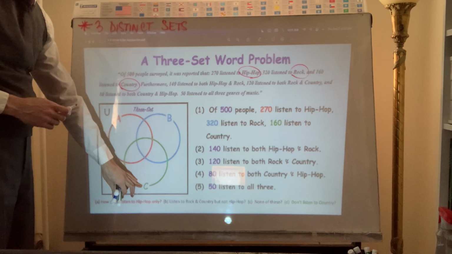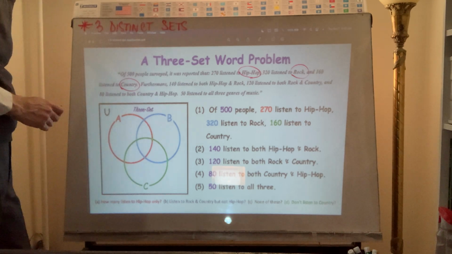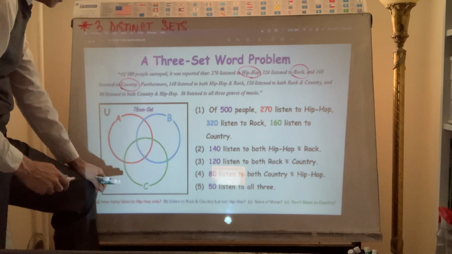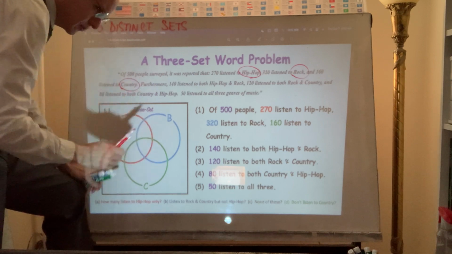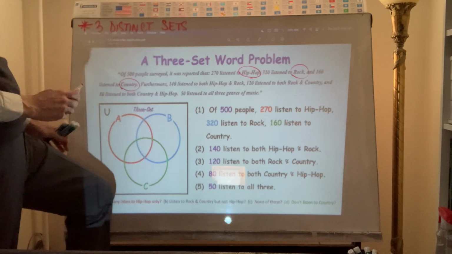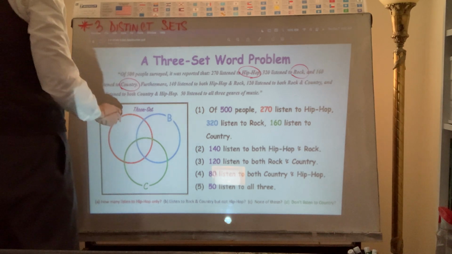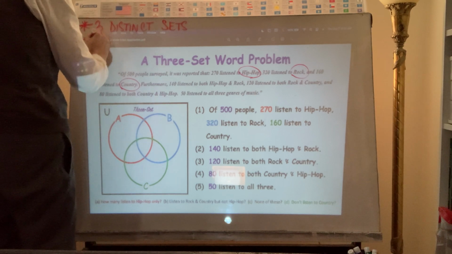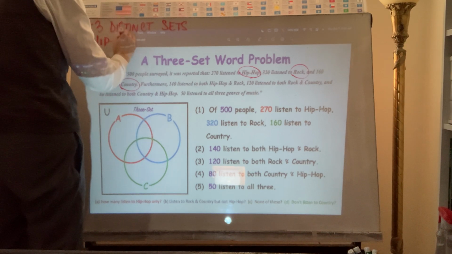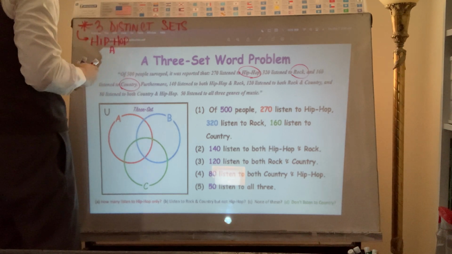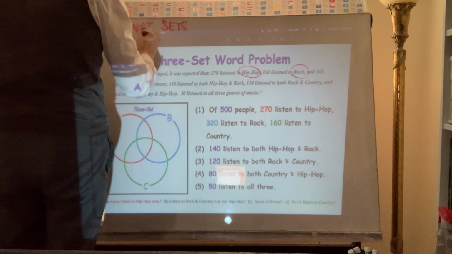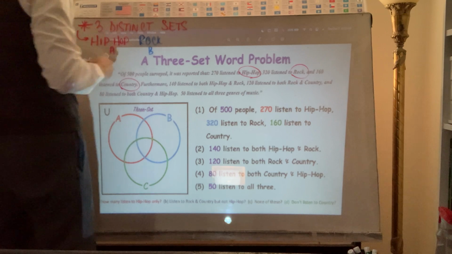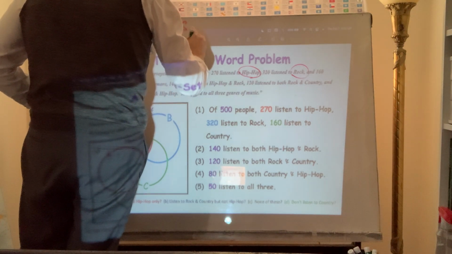The only one that coincides with the initial of the genre would be country. But maybe think about it this way. C is for country, B is for bedrock, and A is for hip-hop in this case. If you want, you could label it H, R, and C instead. But hip-hop is A. I'll make rock B, and country C.